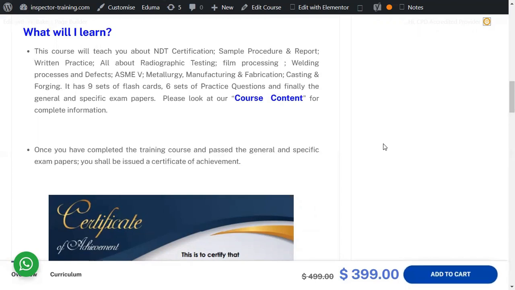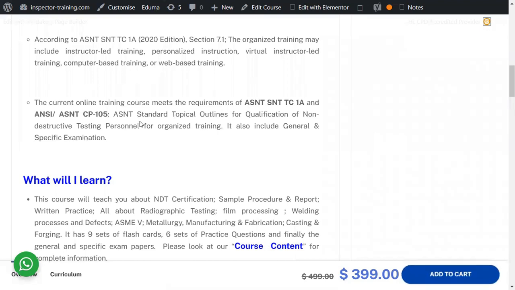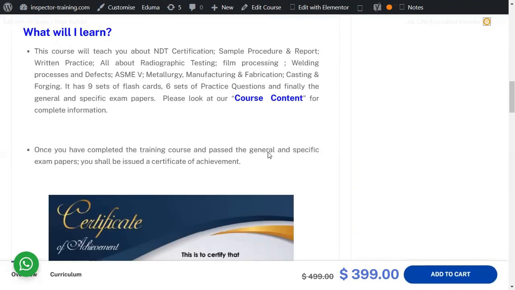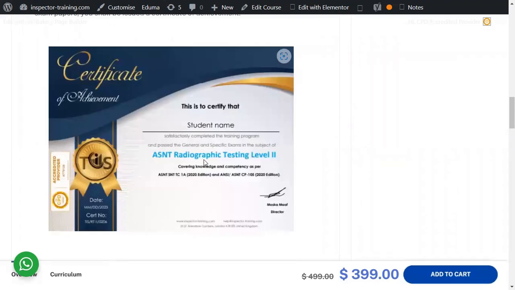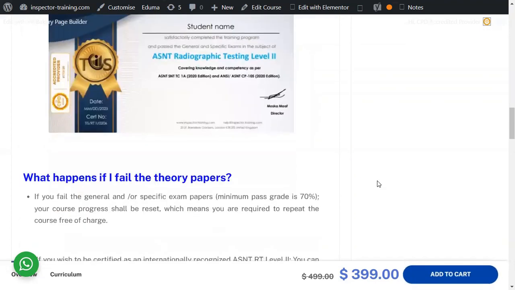Metallurgy, manufacturing and fabrication, casting and forging, you should be able to know, because this covers all the topical outlines for qualification of non-destructive testing personnel and the ASNT CP 105. So this course material complies with that. And at the end, you receive a certificate confirming that you have completed the training course for RT level 2 and passed the general and specific exam as per ASNT TC1A and ANSI CP 106, both 2020 edition.